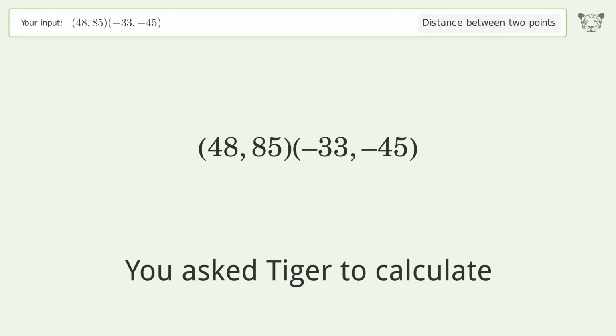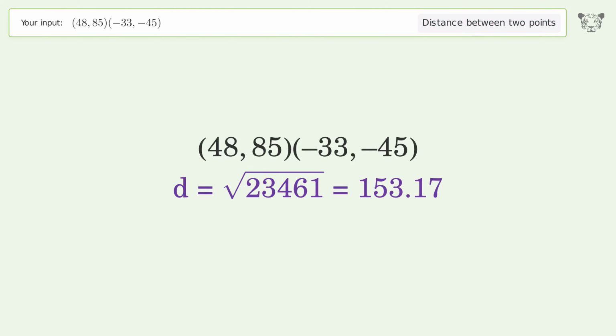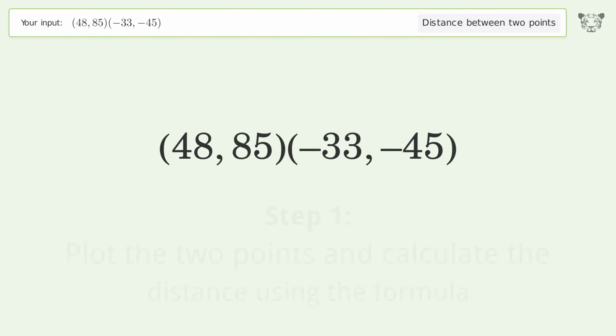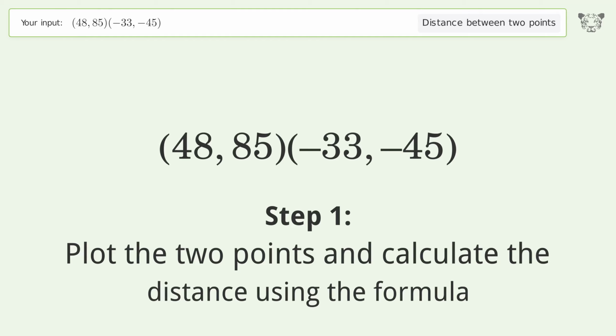You ask Tiger to calculate. This deals with the distance between 2 points. The distance between the 2 points is the square root of 23,461, or 153.17. Let's solve it step by step. Plot the 2 points and calculate the distance using the formula.